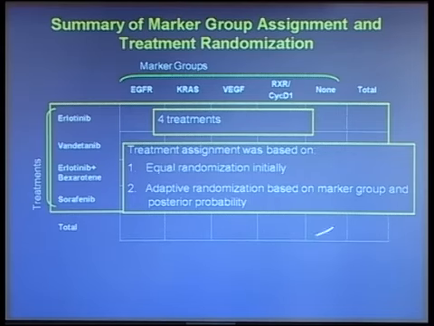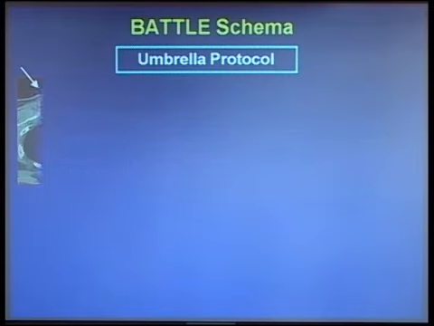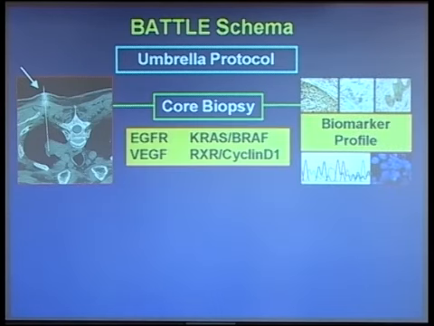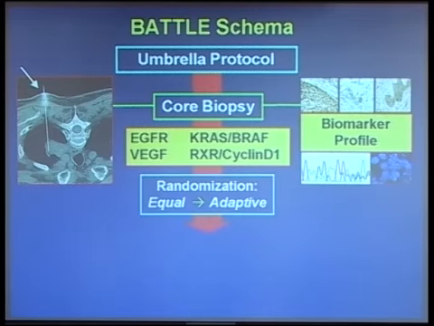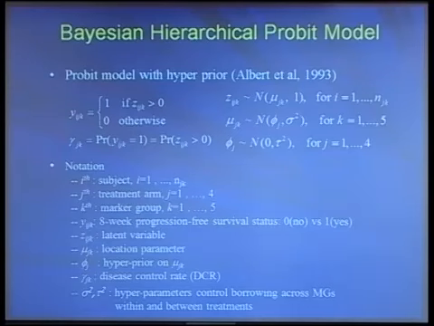For the design, we have equal randomization initially, followed by adaptive randomization. And our target is to get 250 patients enrolled. So the schema is like this. When patients are eligible and enter the trial, they enter this so-called umbrella trial, and we stick a needle into the lung, or other metastatic sites, to get tissue, to get this thing called core biopsy. And we analyze all the markers. We group the patient into these 5 groups, and we randomize them into one of the 4 treatments. And the primary endpoint is 8 weeks disease control.